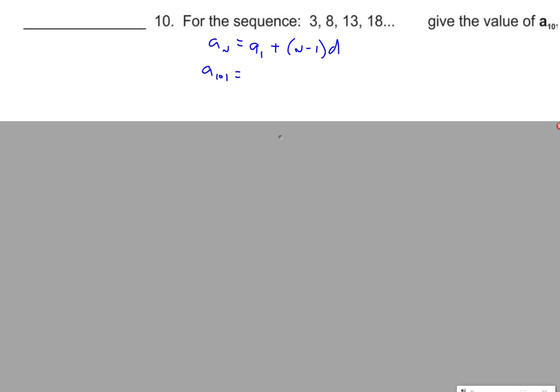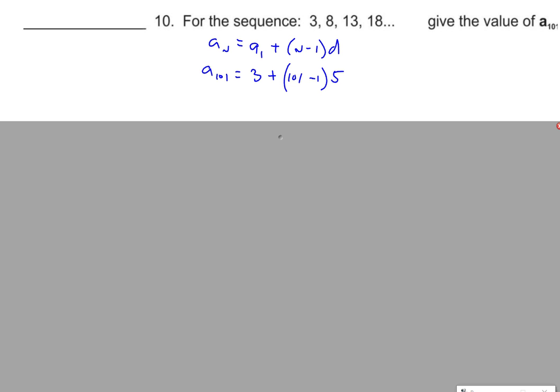So class, what's a sub 1? 3. Right? It's the first number, so it's 3. What do we put in for n? 101, then minus 1. What do we put in for d? 5. You can figure out the common difference. There we go. So what do you end up with?